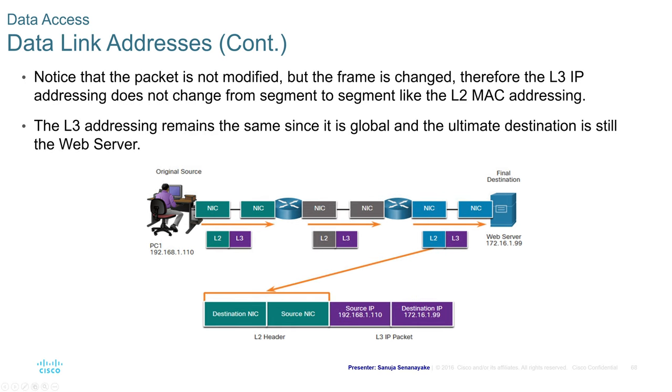So that's what this is basically trying to explain. The L3 addressing remains the same since it is global and the ultimate destination is still the web server. However, L2 MAC addressing does change from hop to hop, right? So that's a really important concept that you need to understand. L3 IP addresses do not change. L2 MAC addressing does change from one segment to the next segment.